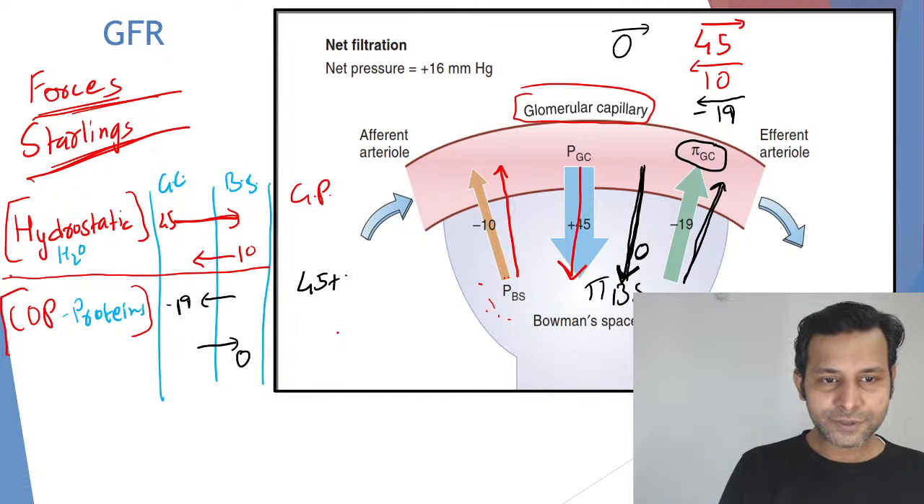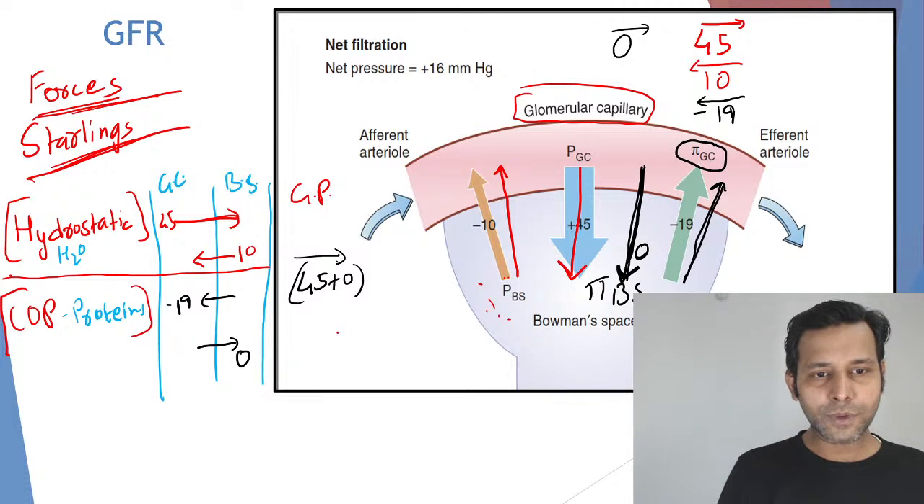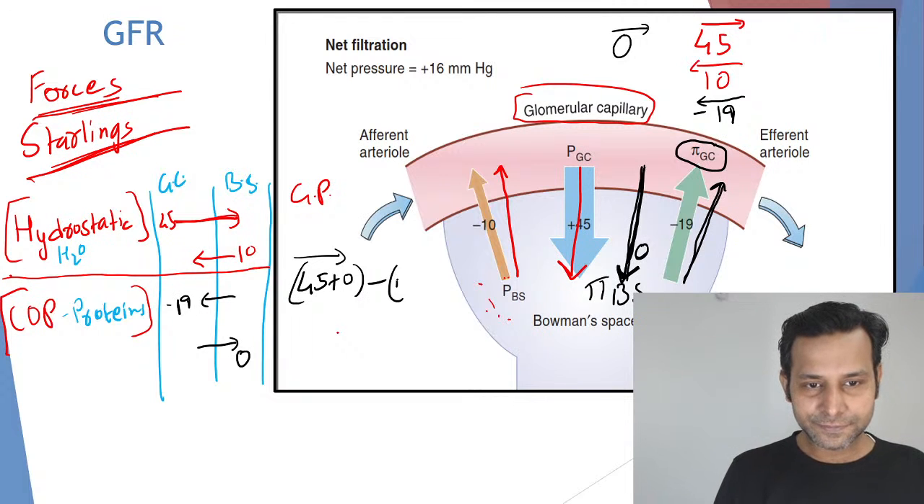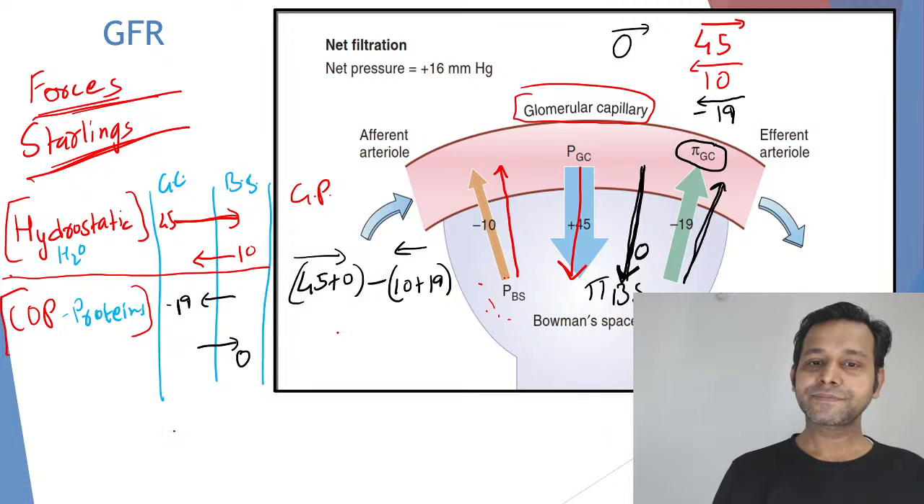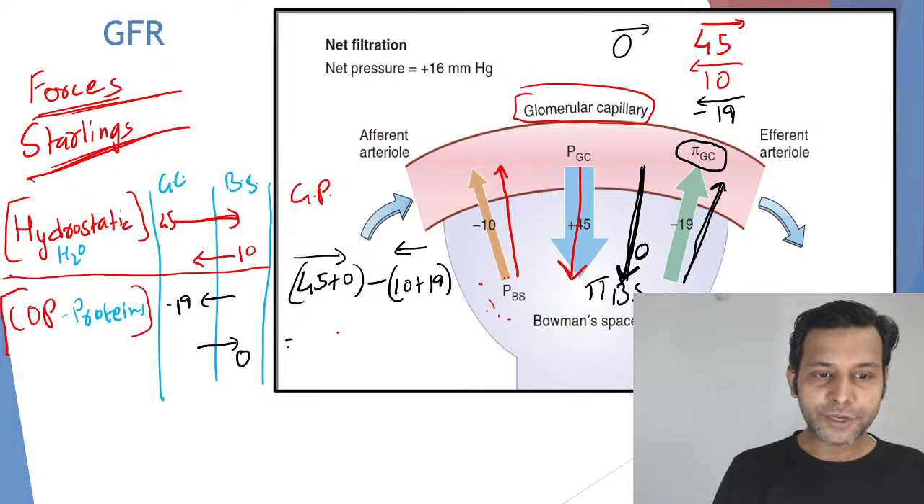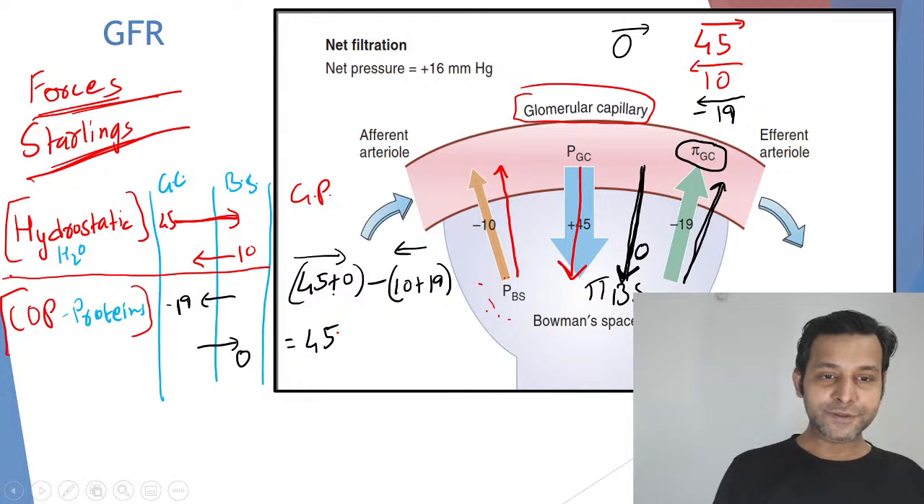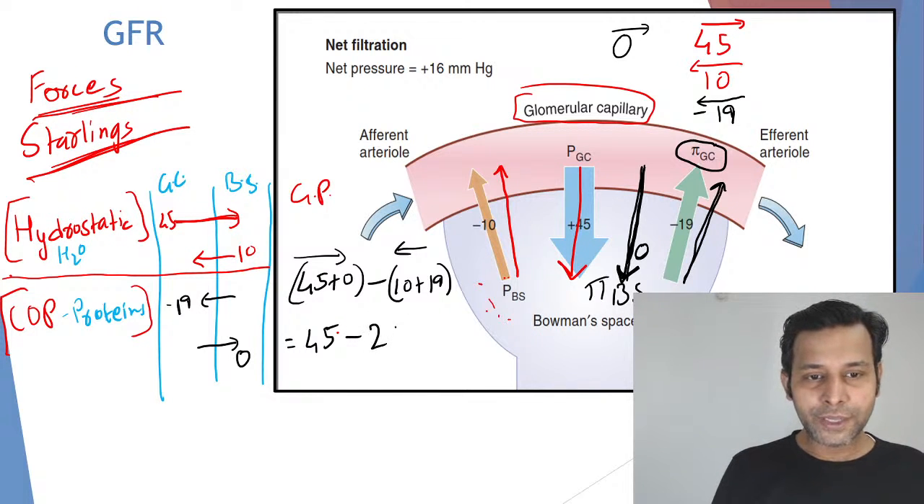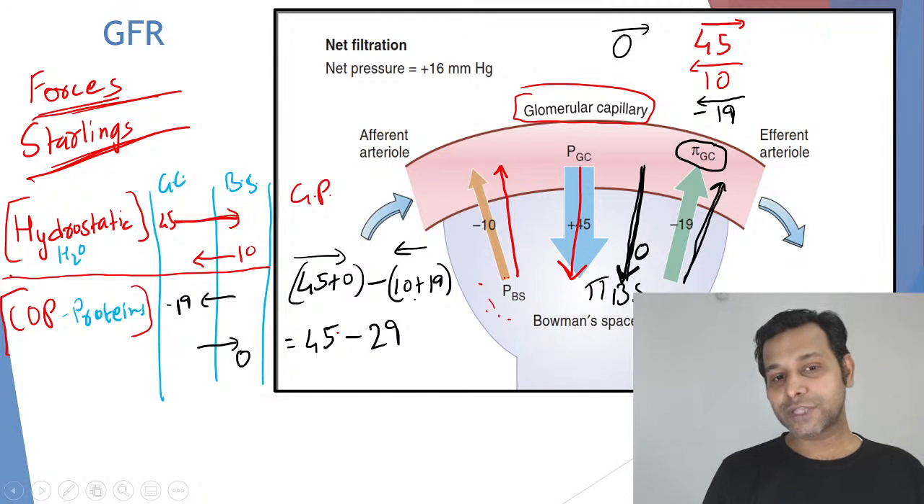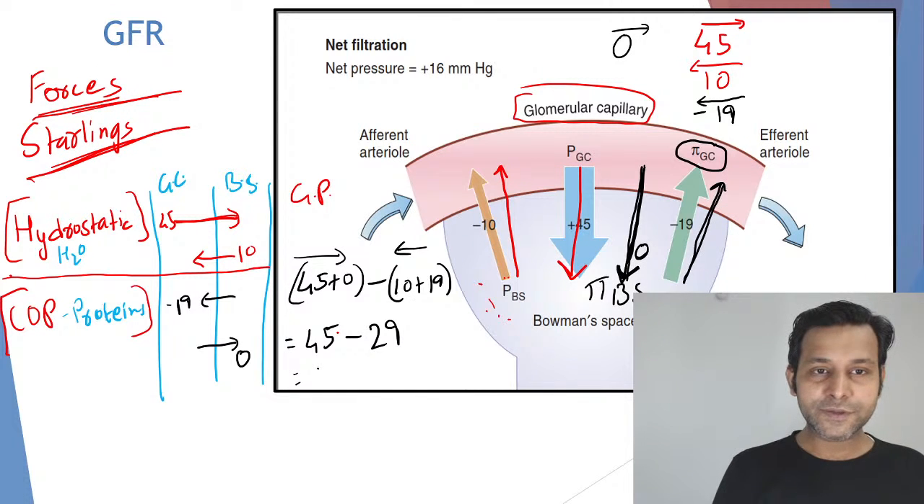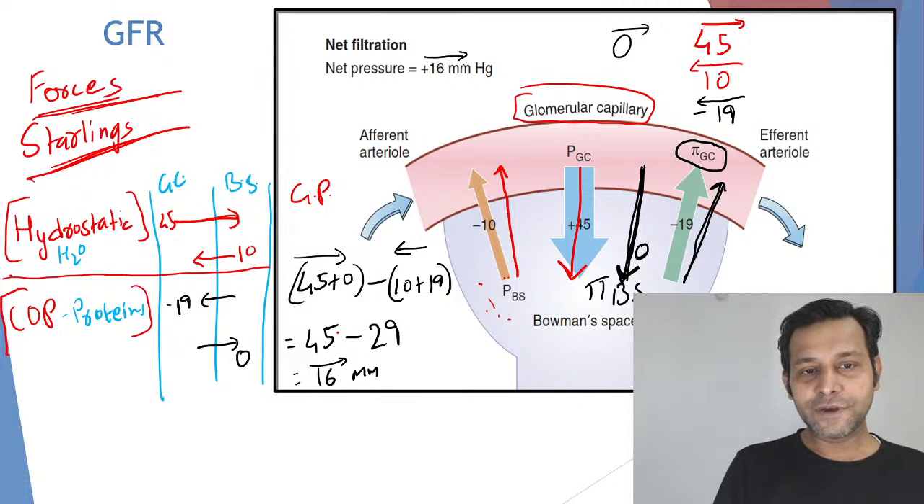45 plus 0, which is from capillary to Bowman space, minus 10 plus 19, which is in this direction. Okay, so the overall pressure is 45, which is from capillary to Bowman space, minus 29, which is from Bowman space towards capillary. So the overall pressure you get is 16 mm of Hg in this direction. So that's the net filtration pressure.